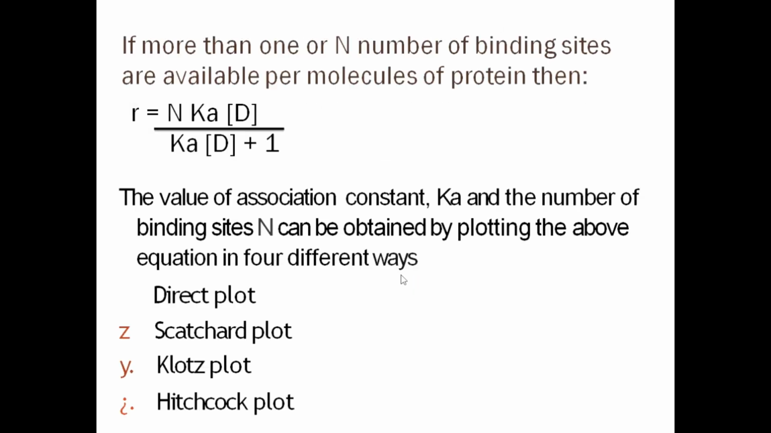If more than one, or n number of binding sites are available per molecule of protein, then the equation will be r equals n Ka D upon Ka D plus 1. The value of association constant Ka and the number of binding sites n can be obtained by plotting the above equation in four different ways. So there are four kinds of plots with the help of which the association constant value will be found. First is direct plot, second one is scatchard plot, third one is a double reciprocal plot, and the last is Hitchcock plot. So thank you.